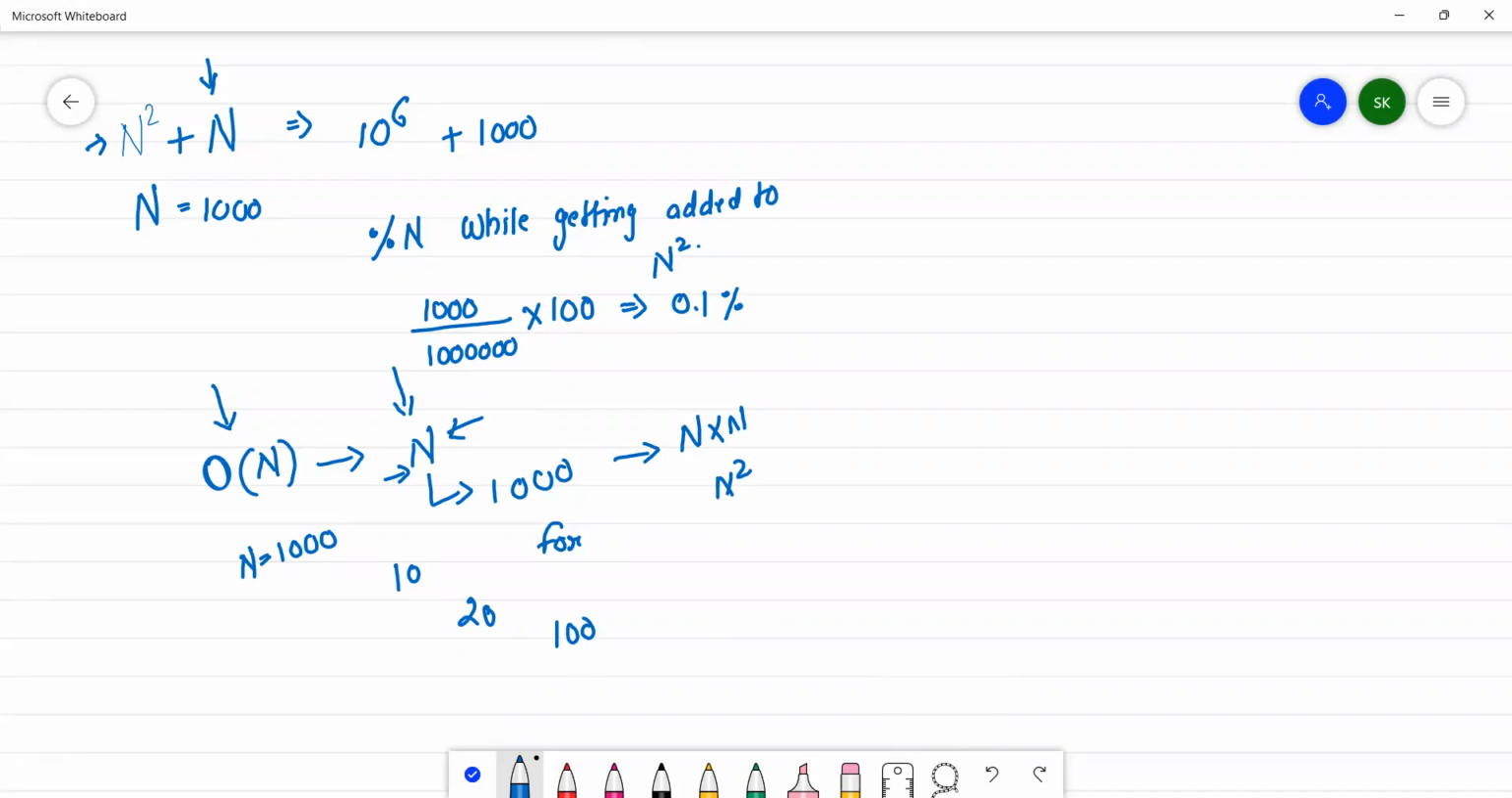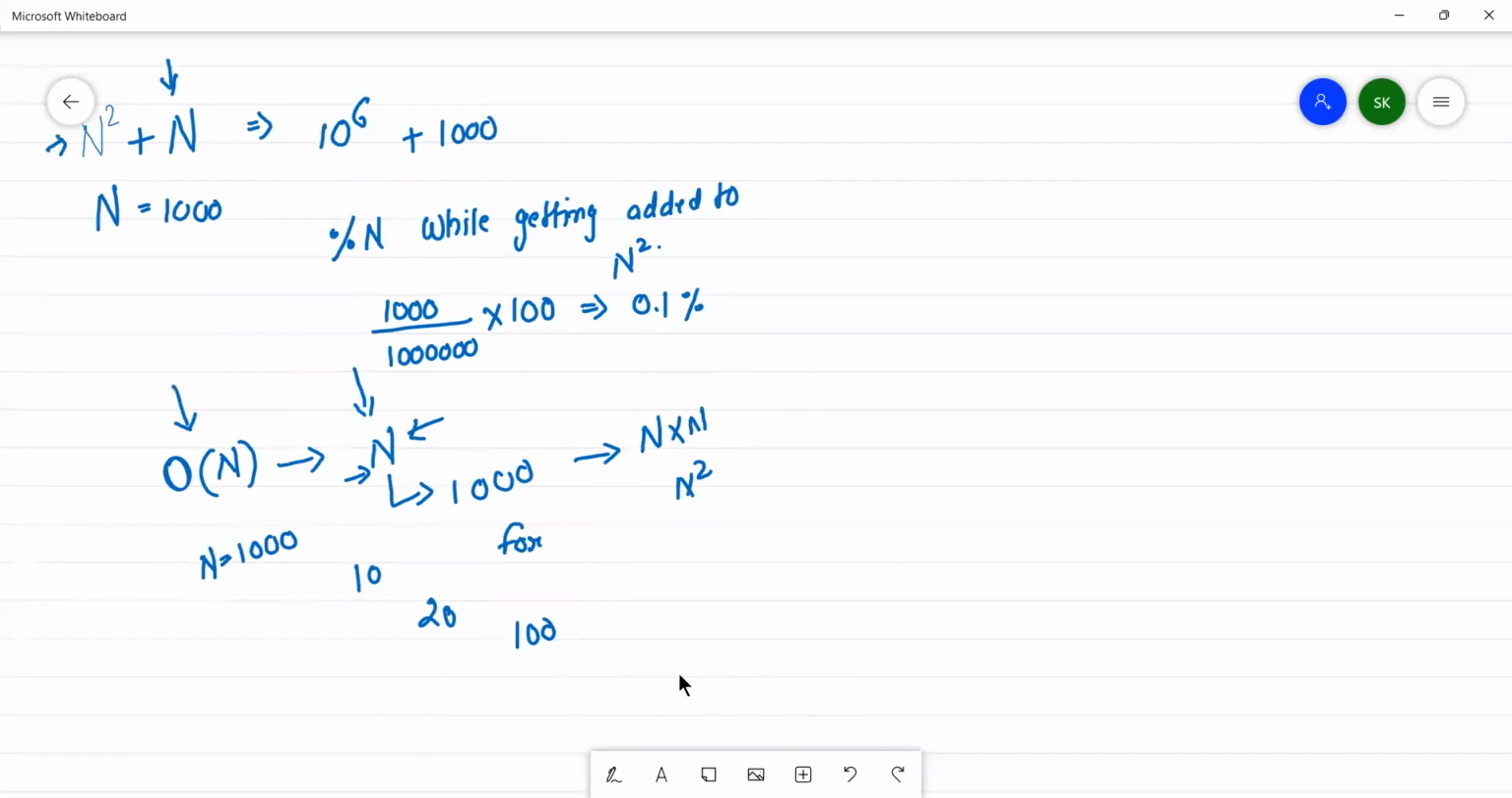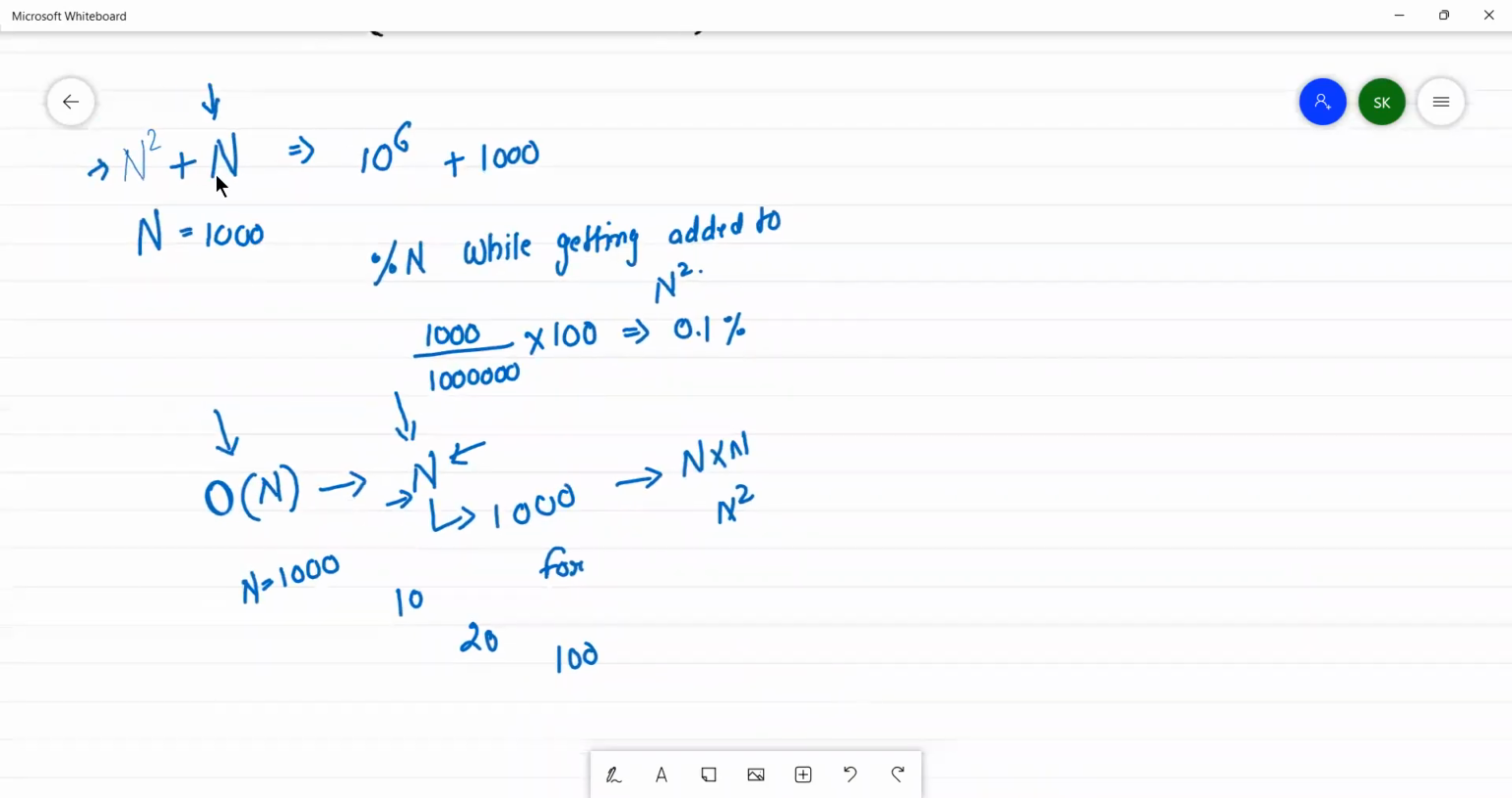Clear? Okay. Everyone else in the class, do you understand why we ignore this n factor? Because its contribution to the result is almost negligible. And that's why we kind of ignore it.